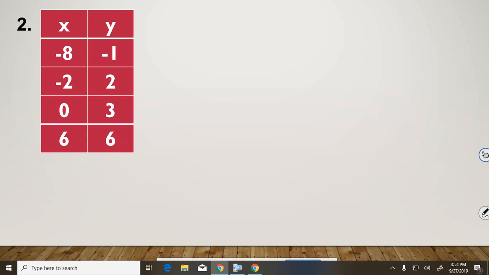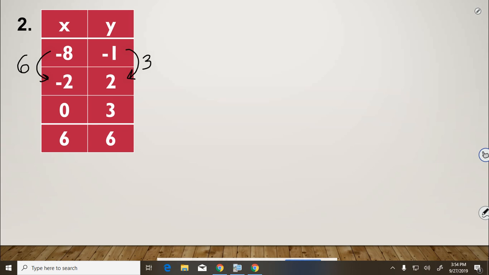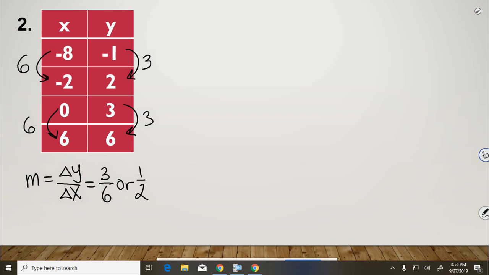Okay, number 2. In this case, again, we want to start by finding the slope, and we can use any 2 points. So let's start with the first 2. -1 to 2 is going up 3, and -8 to 2 is going up 6. So our slope, our m, is the change in y over the change in x, which is 3 over 6, or 1/2. So let's see if that would work between any of the other points. If I go from 3 to 6, I've gone up 3, and 0 to 6, 6 again. So again, 3 over 6 is 1/2.